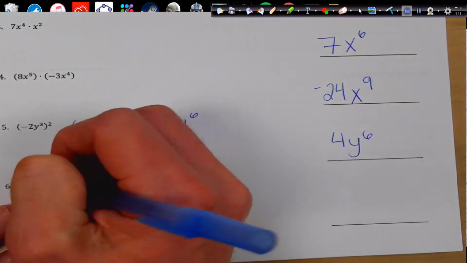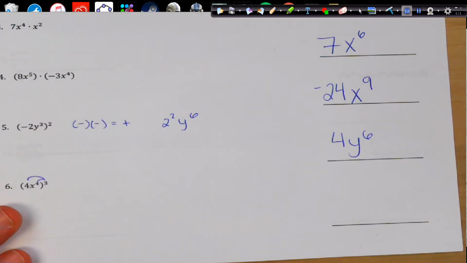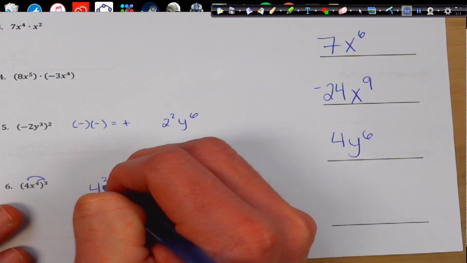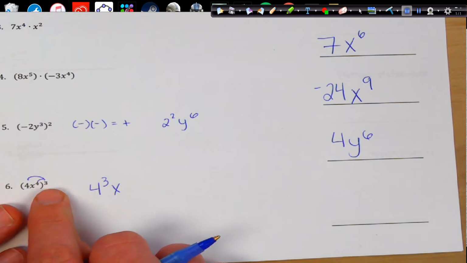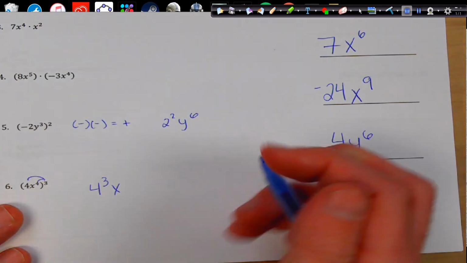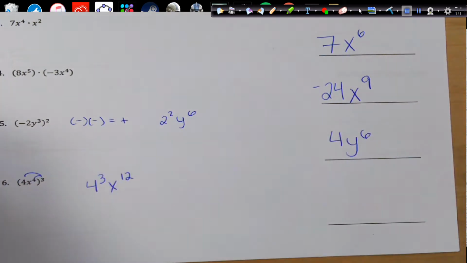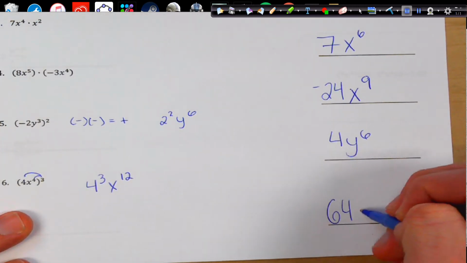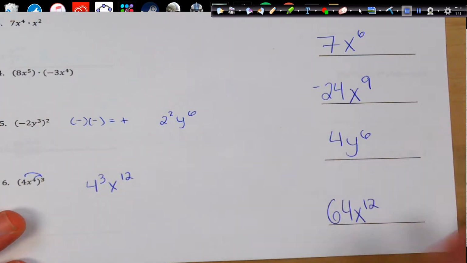Again, power to a power, we want to go ahead and distribute. We end up with 4 to the 3rd power, and then 4 times 3, or 12, and then 4 to the 3rd power is going to give me 64x 12.